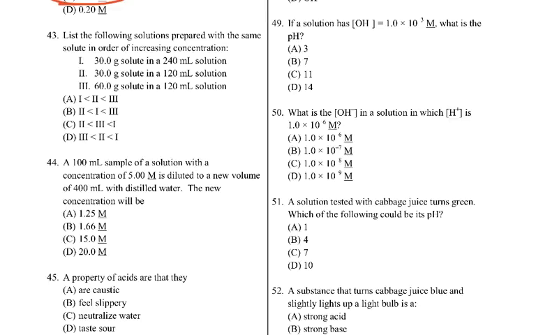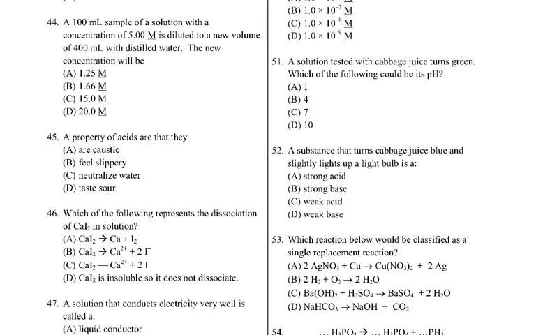43. List these in order of increasing concentration. So we want the least concentrated to the most concentrated. Well, we can see if we had 60 grams in 120, the smaller volume, that's going to be the most concentrated. So answer 3 is going to be the last one. And of these other two, 30 grams in 240 or 30 grams in 120 milliliters. Okay, so we can see that the least concentrated is going to be the first one. So 1 is less concentrated than 2, which is less concentrated than 3. Answer A.